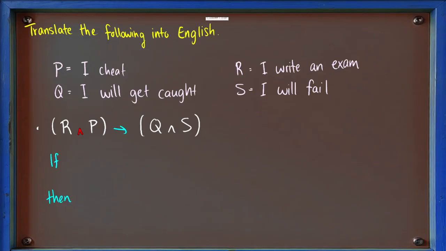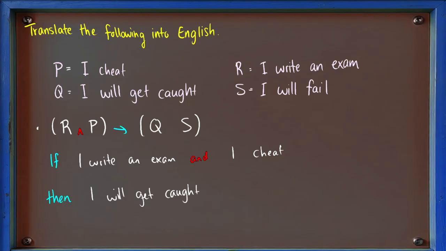So what is R? Well, R is "I write an exam," and then we have our connective, and now we have P. So what is P? Well, P is "I cheat." So if I write an exam and I cheat, then with the arrow, Q, so I will get caught.